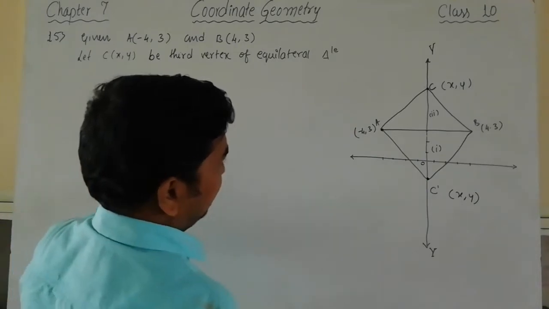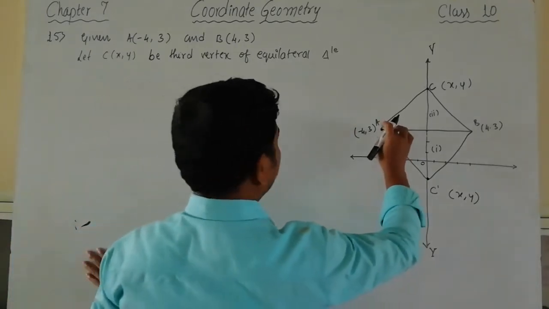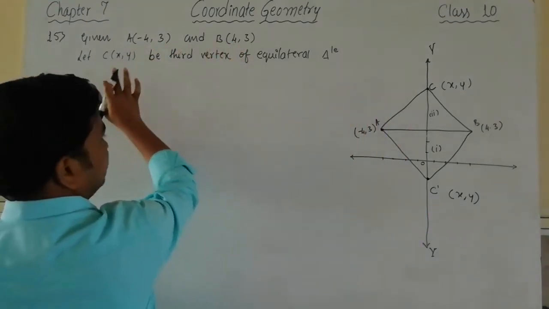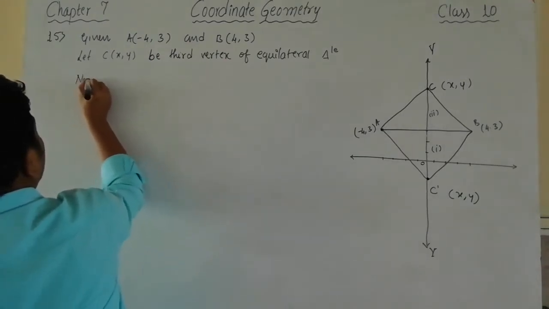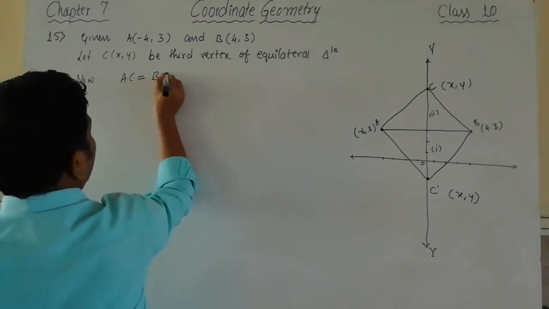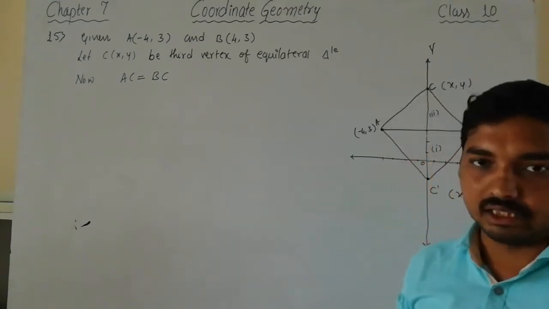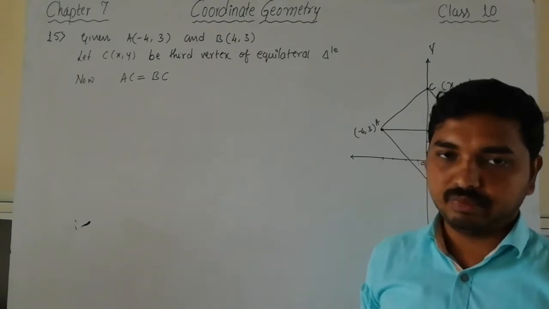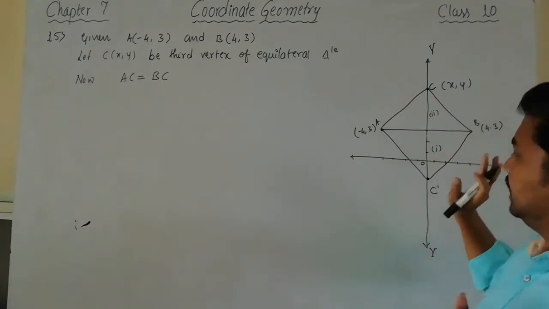The first thing I am going to do like this. The coordinates are already written: A, B and then C. Now AC must be equal to BC. This is because it is an equilateral triangle. AC, BC, AB, all three sides should be equal. Among these three sides, I am going to consider AC and BC, which are equal.